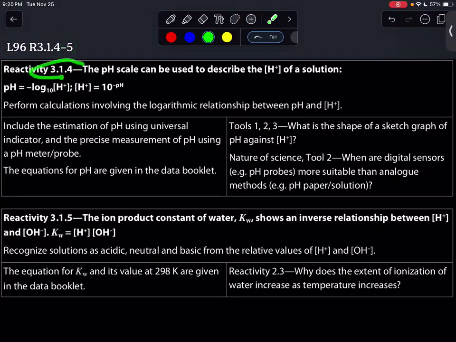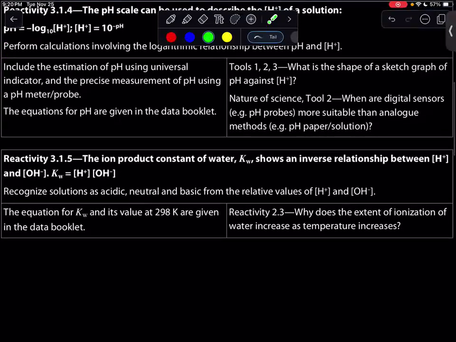So in 3.1.4, we're going to talk about the pH scale, how it can be used to describe the concentration of H plus ions of a solution. We use the equation pH is equal to the negative log base 10 of hydrogen ions, or we can inverse and say concentration of hydrogen ions is equal to 10 to the negative pH power. So we'll be able to perform calculations involving the logarithmic relationship between pH and the concentration of hydrogen.